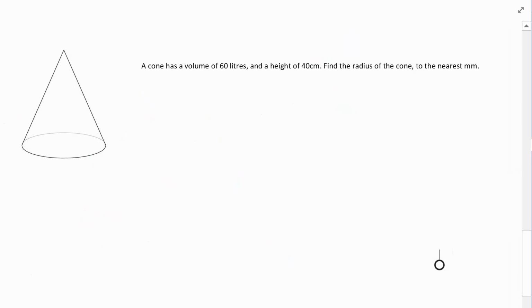Alright, let's look at another one here. A cone has a volume of 60 liters and a height of 40 centimeters. So find the radius of the cone to the nearest millimeter. So we're talking about volume for this cone, and again, volume of a cone is 1/3 the area of the base, pi r squared, times the height. We're told that the volume is 60 liters and the height is 40. It's the radius that we want to find. So let's put in volume and height and then work back to get the radius.